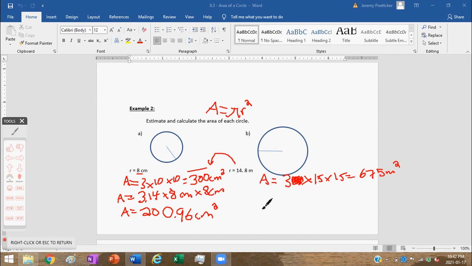Let's check and see. Area equals 3.14 times 14.8. That's supposed to be a decimal point. That looks more like one. Not centimeters. Oh my goodness.